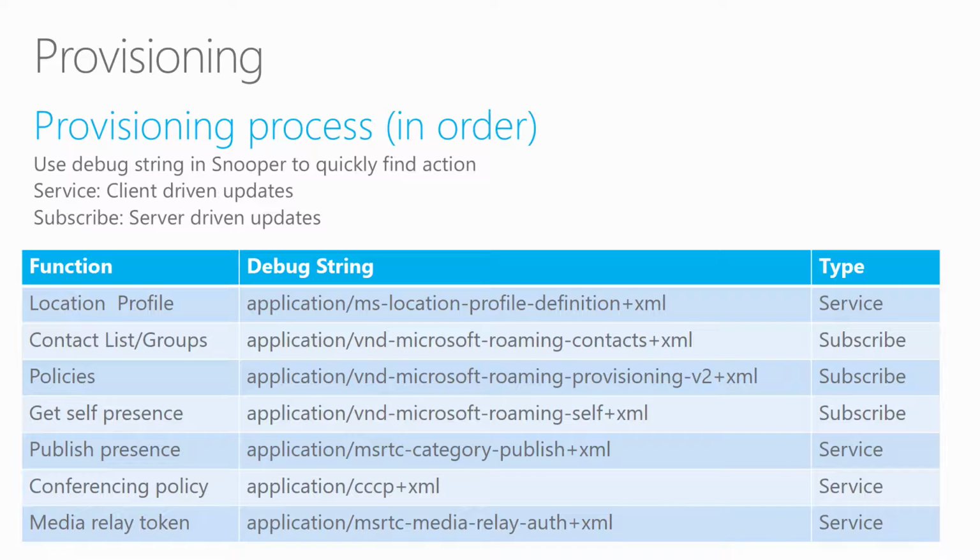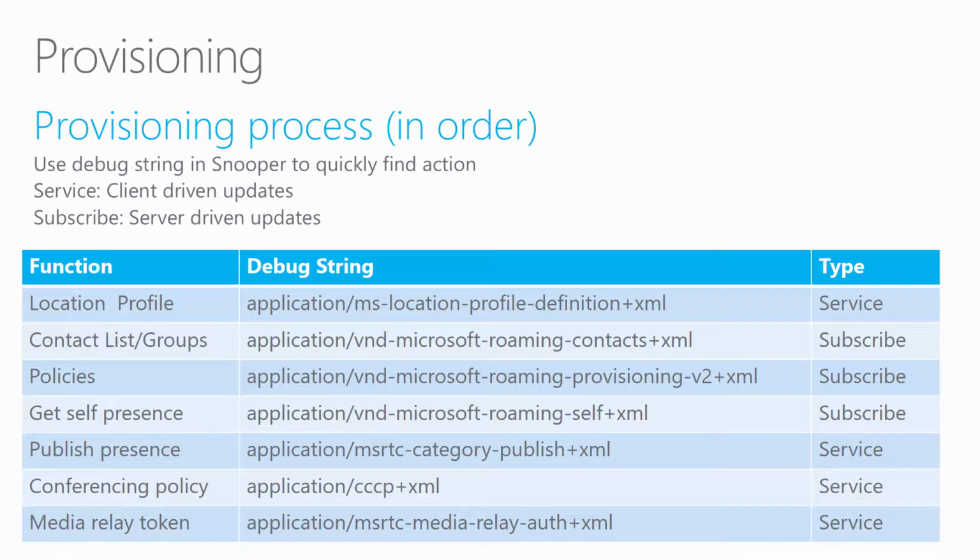Then the user will get the contact list, the groups, the user will get the policies, the user will get self-presence, including information of what is my presence from other endpoints, but also information about phone numbers, all for this part of the presence document. Then the user will publish presence if the presence changes on the one endpoint that you're on, the conferencing policy, and the media relay token.